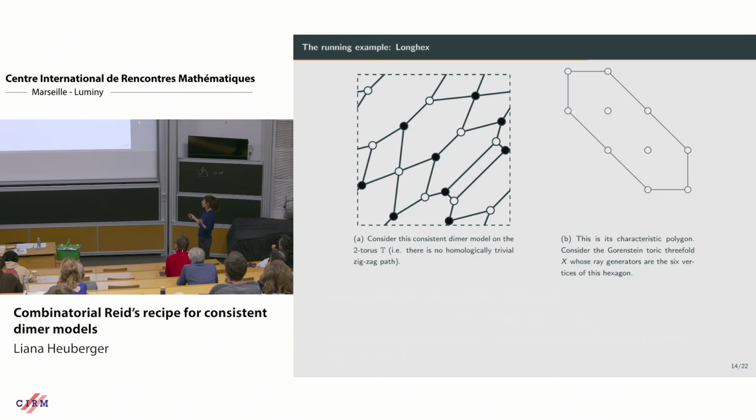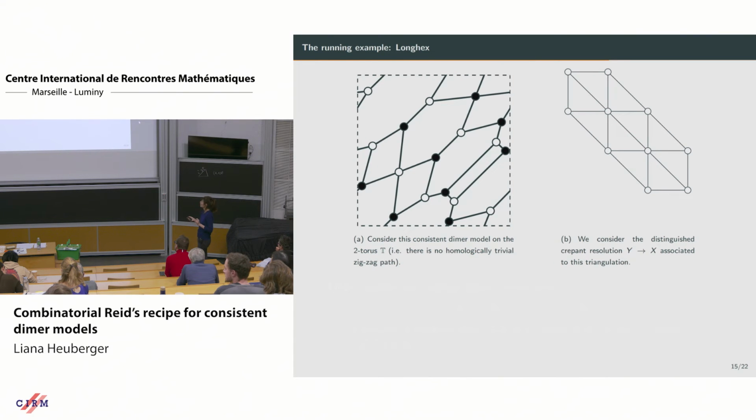And now going backwards, for any kind of convex polygon that I can find in Z², I can produce myself, again in a very combinatorial way, a dimer model whose characteristic polygon this is, okay? So considering a crepant resolution here is equivalent to the following couple of steps. So again, a crepant resolution simply means a triangulation.